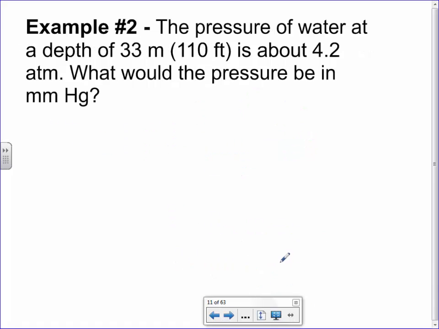Let's try another one. Let's say you go underwater. Underwater is another great example of pressure. Now, it's not due to gases, but we can still talk about pressure at least. The pressure as you go deeper and deeper underwater increases because there's more water on top of you pushing you down, right? The further underwater you go, the more pressure there is because there's more water on top of you pushing you down. Let me give you an example.